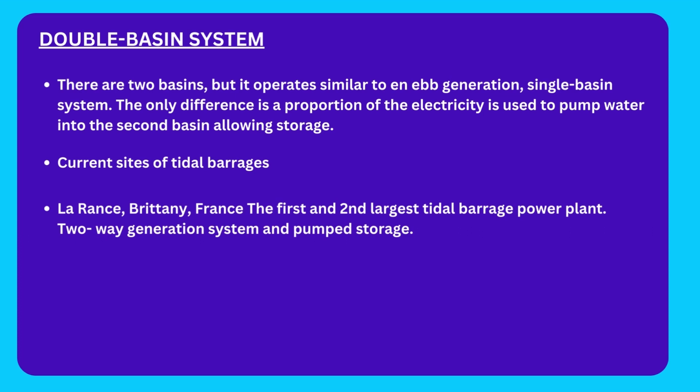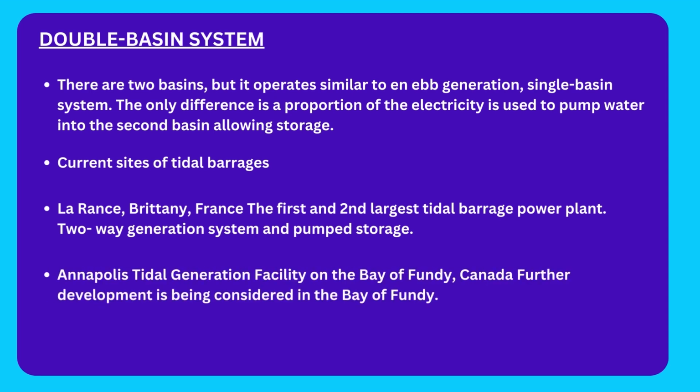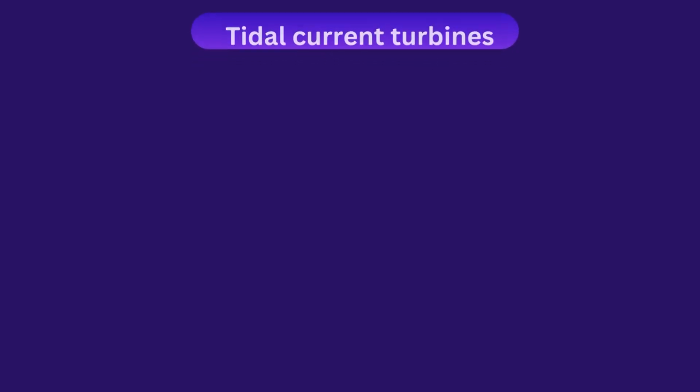The first and second largest tidal barrage power plant, two-way generation system and pumped storage is available at Annapolis Tidal Generation Facility on the Bay of Fundy, Canada. Further development is being considered in the Bay of Fundy as well. Now comes the tidal current turbines.